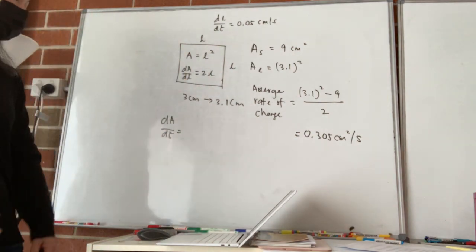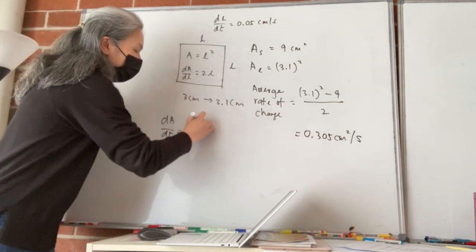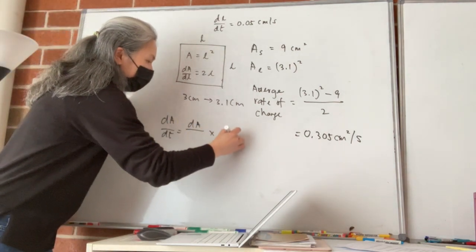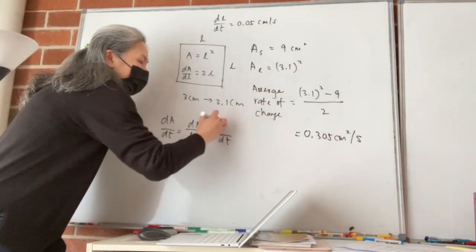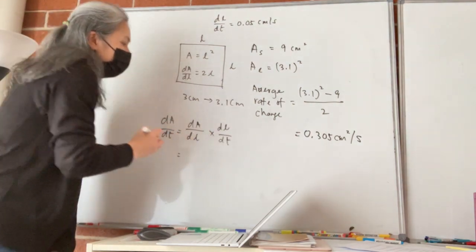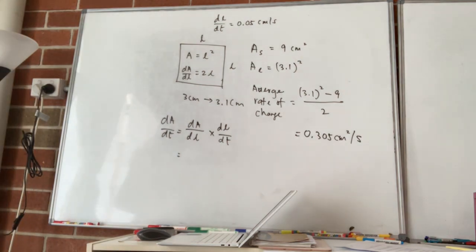And then, oh, I forgot to write this. dA something, d something dt, and the something has to be dL, right? dA dL, you know it. dL dt, you know it too. That is the difference between instantaneous rate of change and average rate of change.